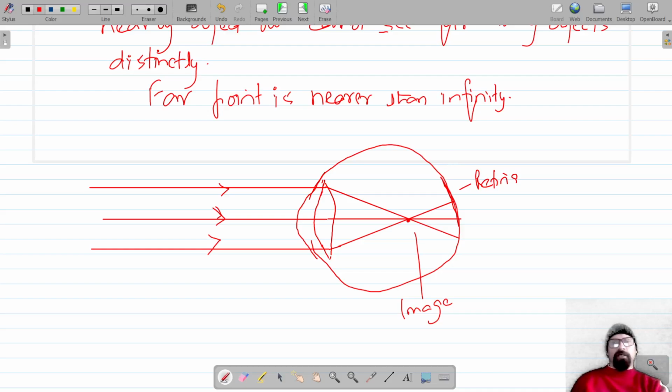So now, this is from where the light rays are coming. This is the far point. And now the far point is nearer than the infinity. So this is at infinity, and the far point is now here. So that means the rays of light are not able to, I'm going to draw these as a dotted line.